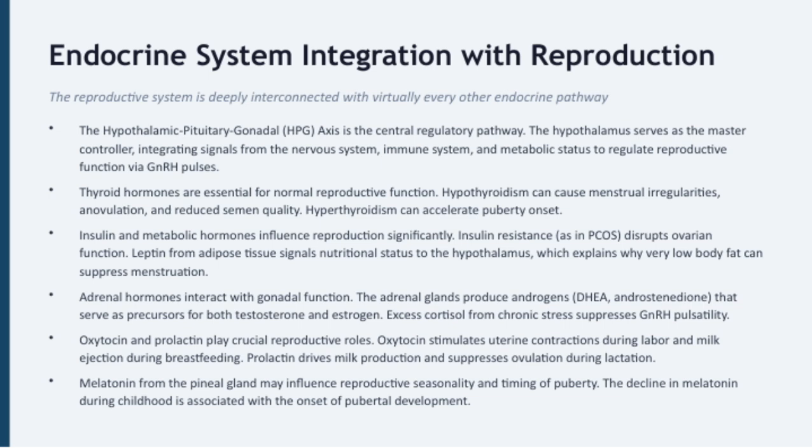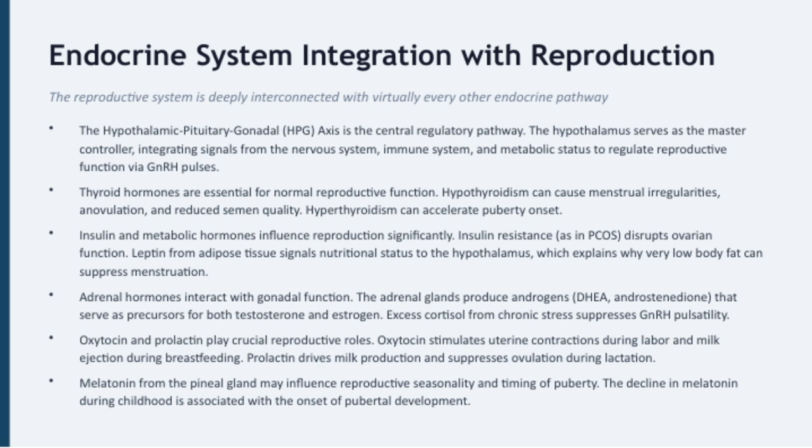Then we have hormones like oxytocin and prolactin. Oxytocin is responsible for stimulating uterine contractions during labor and milk ejection during breastfeeding. Prolactin, on the other hand, drives milk production and also suppresses ovulation during lactation, which is a natural way the body prevents pregnancy when breastfeeding.